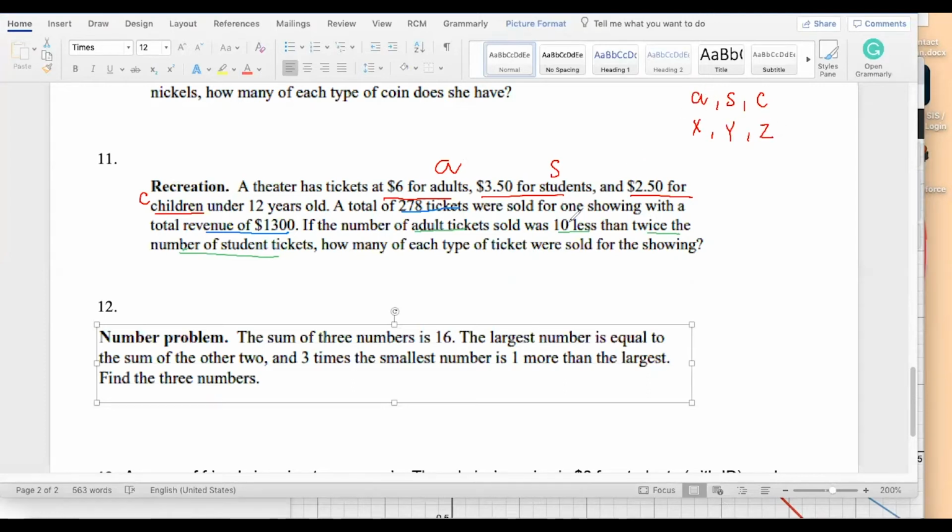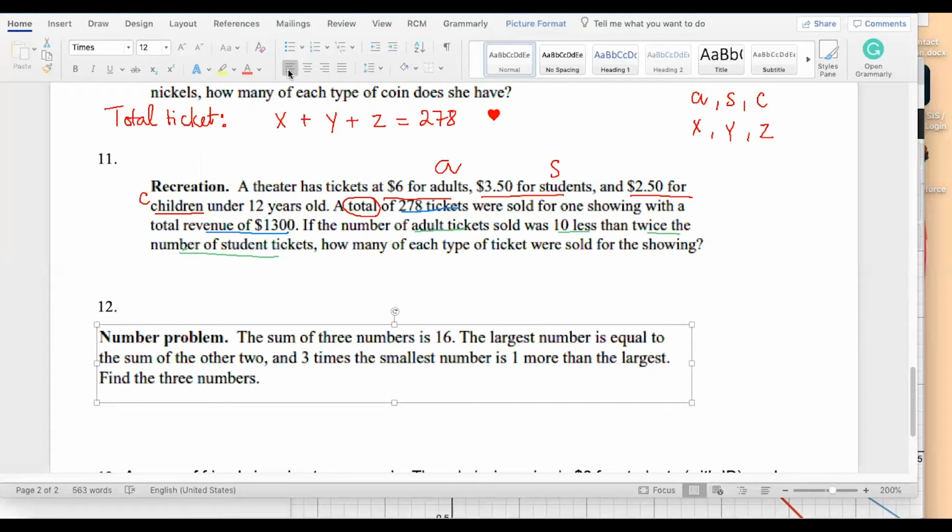For the first equation, we're going to go with the total number of tickets first. How many tickets total, Miss Dallas? 278 tickets. And what do we do whenever we find a total? We put equals. So X plus Y plus Z equals 278. As you can see, we have the total of everything, X plus Y plus Z, gives you 278. That's the first equation.